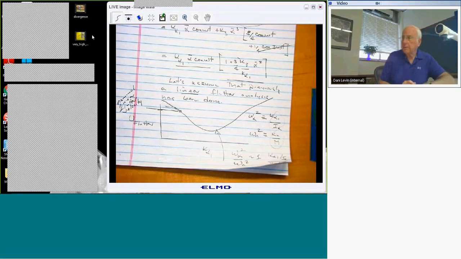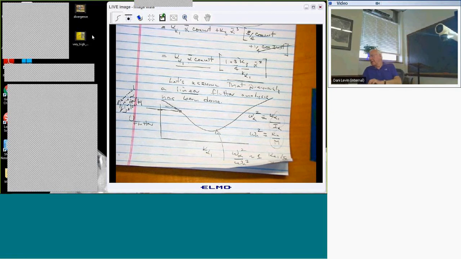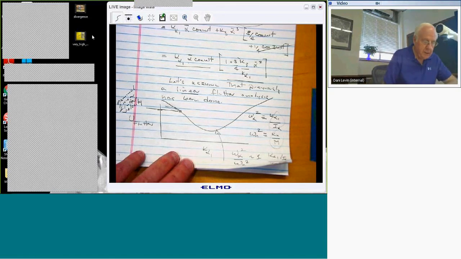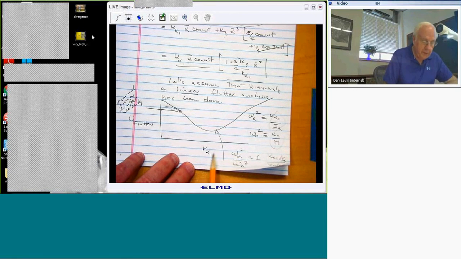So this point will be determined once you have the linear flutter analysis. Okay. Now when I actually go above, that's not quite true. Now what I'm going to do, this is the linear flutter velocity.